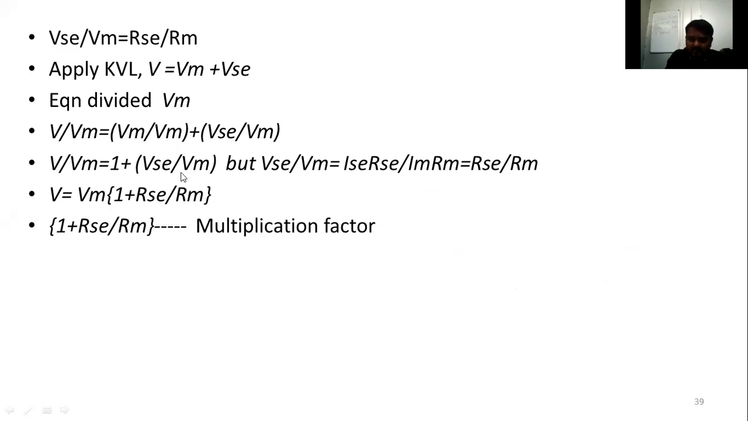But in the shunt, what is there? Rm divided by Rsh. Both are very important here. An MCQ question may come. You have to remember this formula.